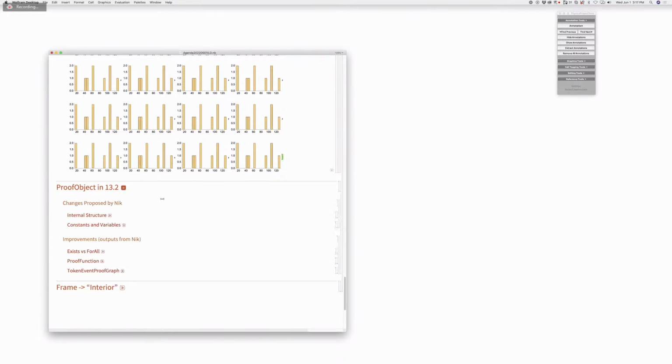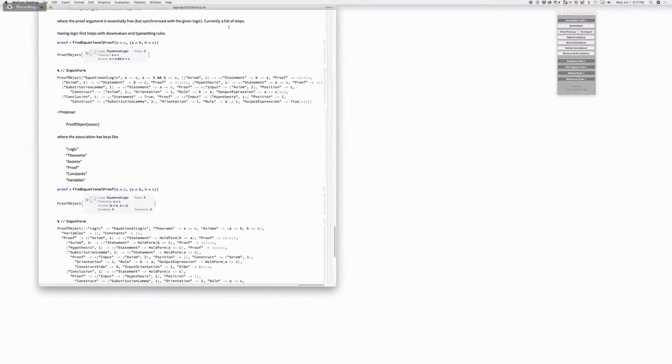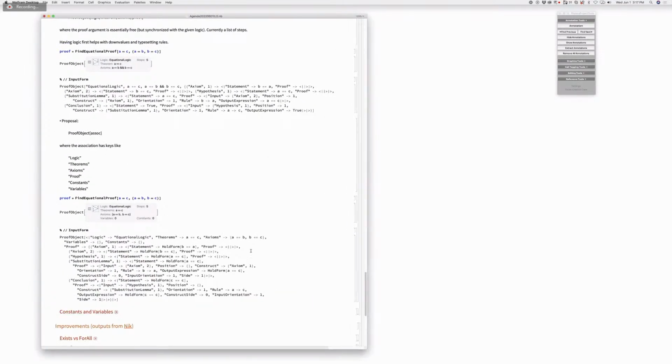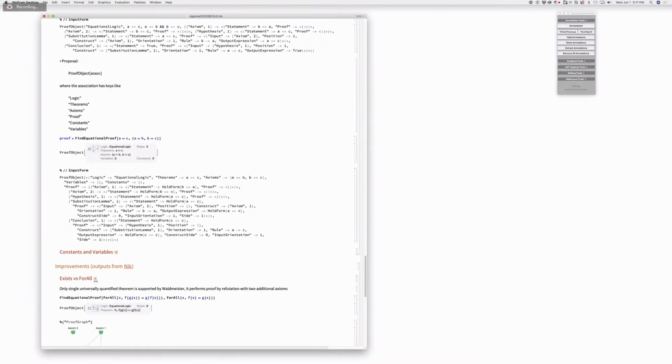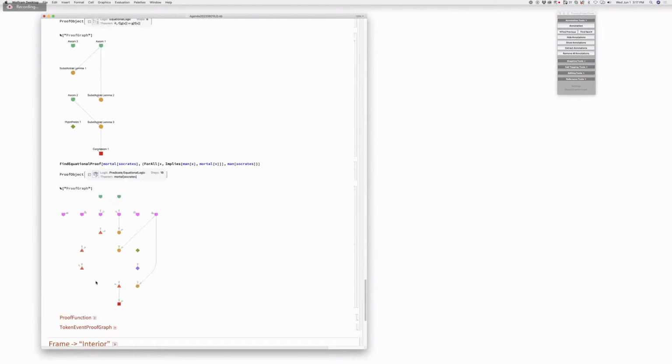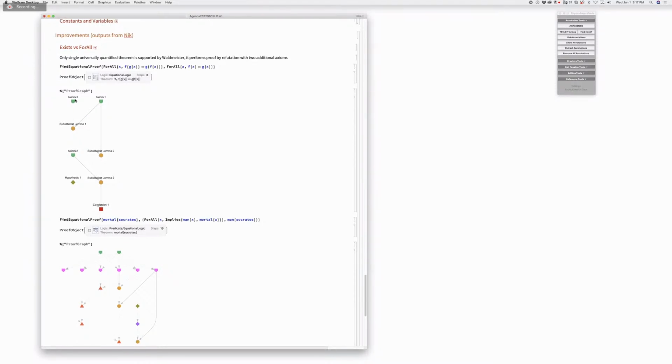Okay, can we look at proof object for a minute, please? Okay. Yes. So there are two parts here. One is the change that Nick is proposing, which is this first part, and second are improvements or extensions. And so I think the important part is this first part. But wait a second, just to give me some sense here, this exists versus for all. What's the improvement proposal here?